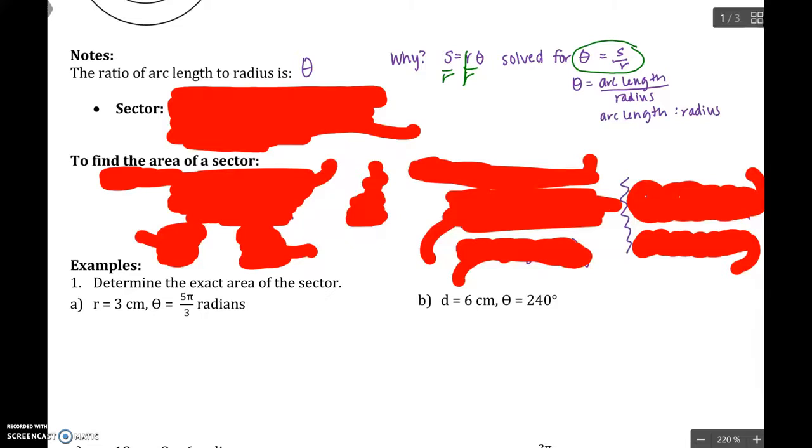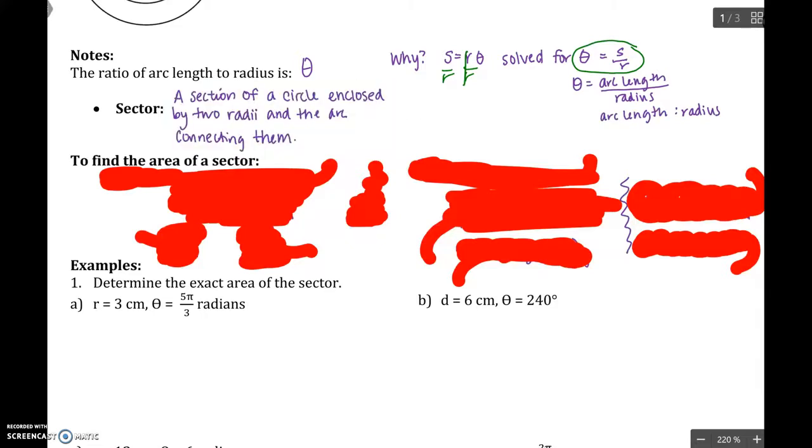Now, moving on to what we did today, we have what's called a sector. A sector is a section of a circle enclosed by two radii and the arc between them. So it would be this portion in here. Essentially, it's like a slice of pizza. And we're going to be finding the area of these sectors.